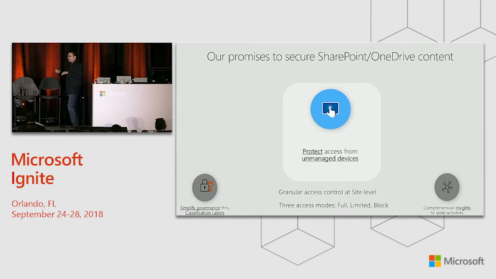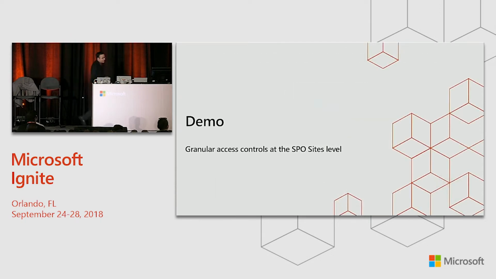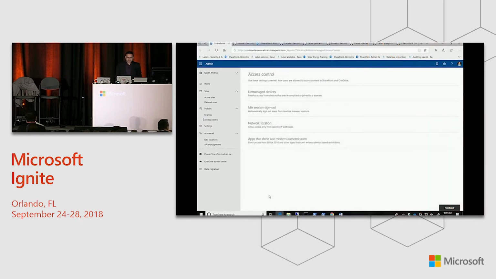That was a big hammer, so you just had to choose at the tenant level. But now, we have introduced it even at the granular level. At each individual site collection, you can choose what access pattern you want. Do you want full access from unmanaged devices, or limited access, or blocked access? So let me show you a quick demo of how to configure this at the site collection level, and what the end user experience will look like as well. I'm going to switch to the demo machine here.